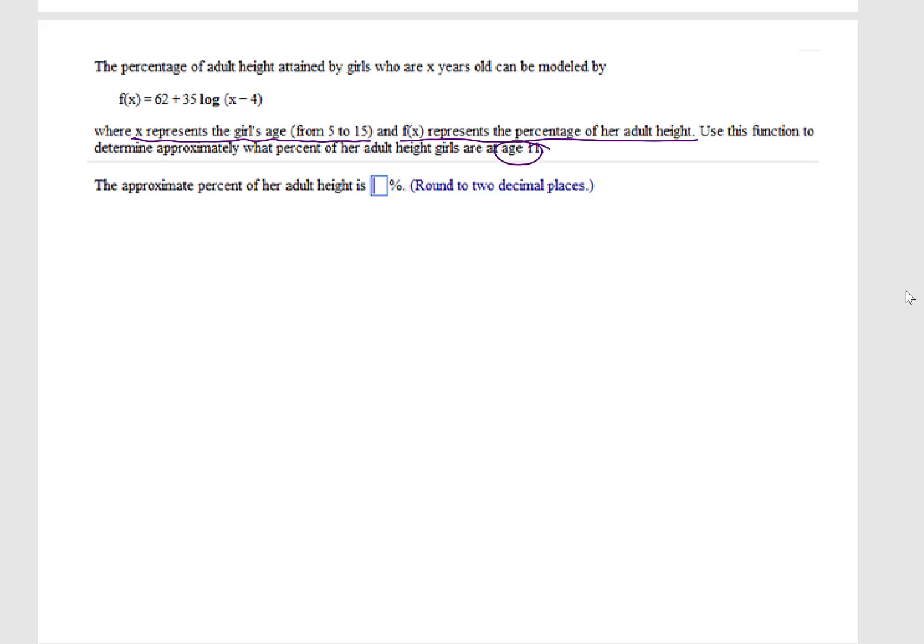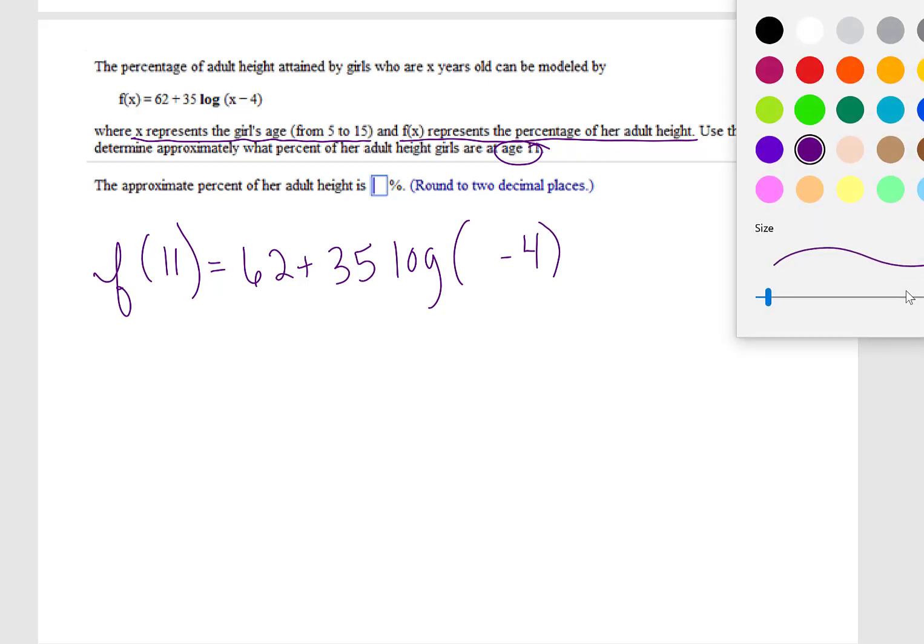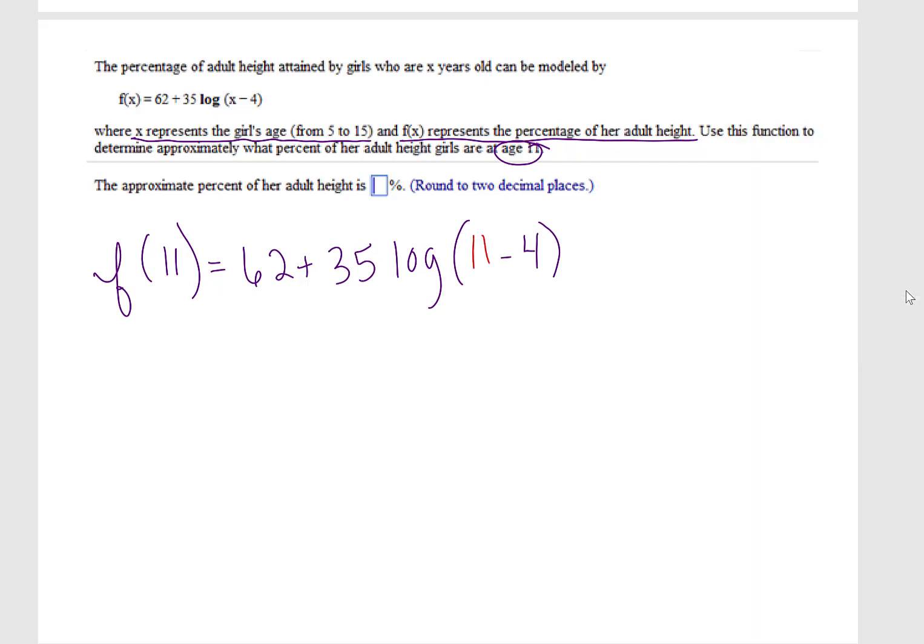So they give us the age, right? So what is that represented by? Well, it says x represents the girls' age, and it doesn't specify anything like some of our problems we saw before where it's like, oh, well, x is this many years after this. Nope, it just says that x represents the girl's age, and it's the values between 5 and 15. So 11 falls in there. So we will just plug in 11. Plug 11 in there. I'll circle this in red so you can see that's where I got it.